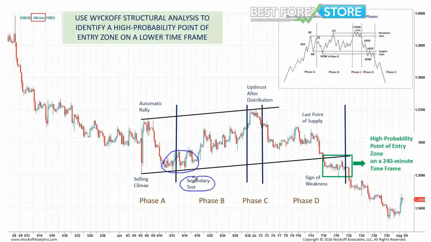So we are experiencing a secondary test. There is a structure here by itself, right? So we know that after the secondary test, what should happen structurally in the larger range?